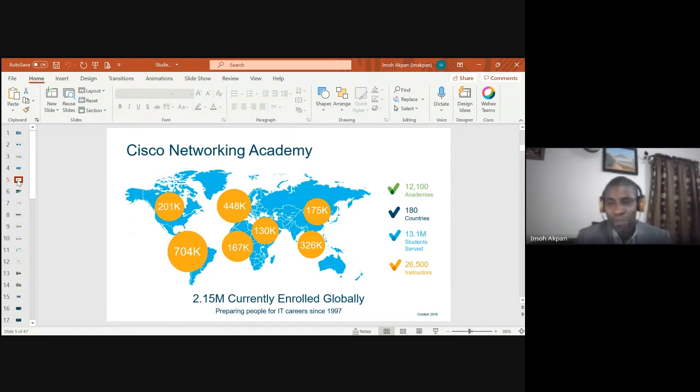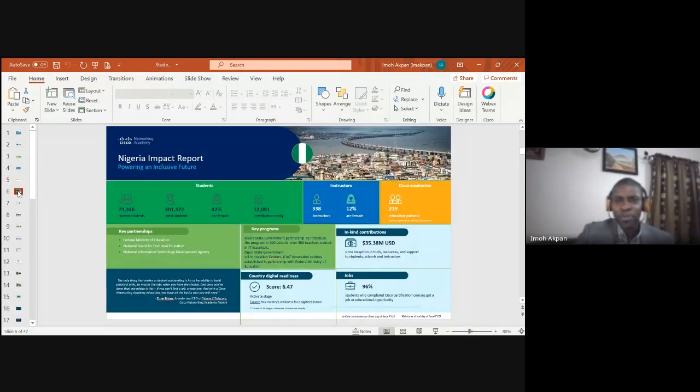Currently, we've trained over 13 million students globally since the inception of the program. In Nigeria, last year, we trained over 73,000 students in digital skills. In terms of the total number, over 300,000 students have been trained since the inception of the program. The program actually started in Nigeria in the year 2000.